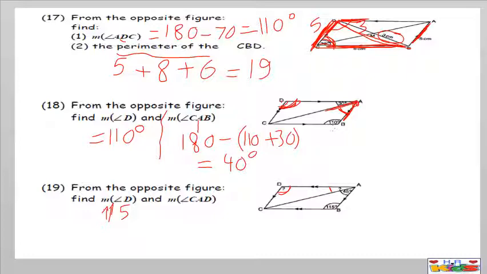The teacher told us that two angles beside each other, the consecutive ones, add up to 180. So we will do 180 minus 115 plus 45. So it will be equals 115 plus 45 equals 160. 180 minus 160 equals 20 degrees.